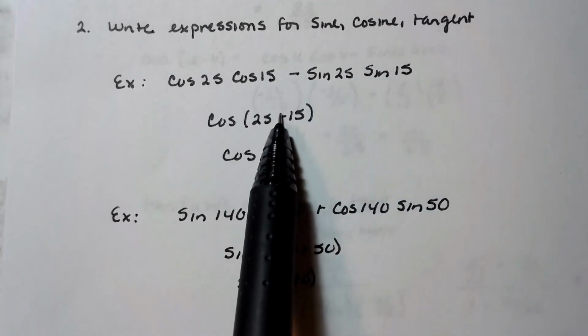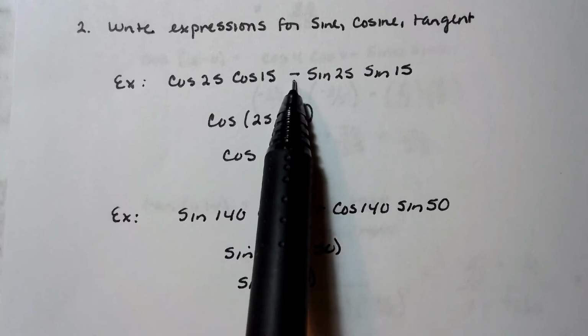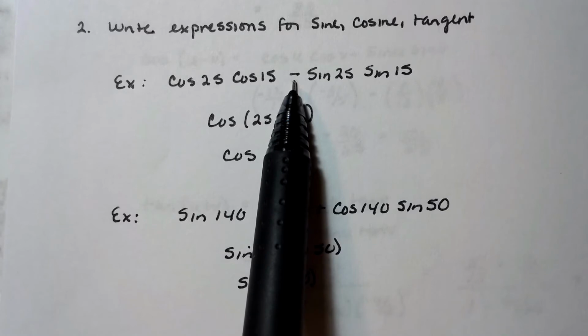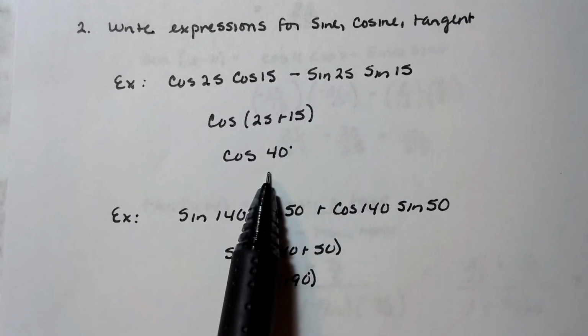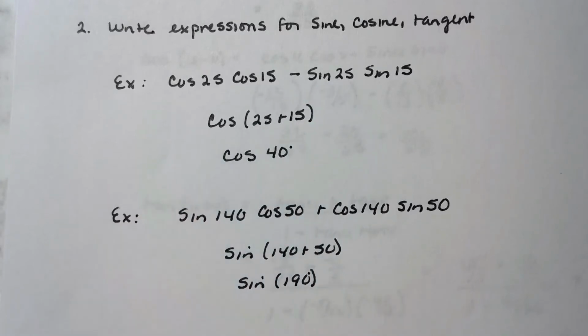And I know the sign that goes in here is going to be the opposite of what's out here in the expanded form, because that's what the cosine does. Then all I have to do is add those and I'm done. You don't have to find the cosine of 40 or anything like that. They just want you to write the expression. Here's another one.